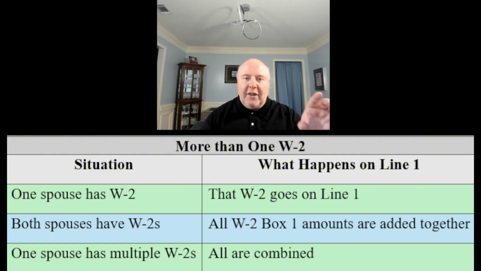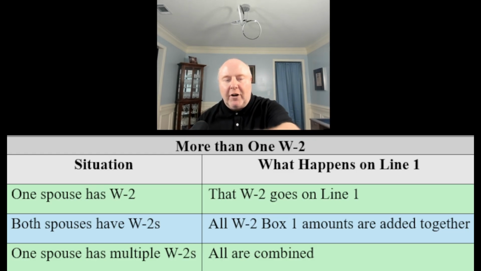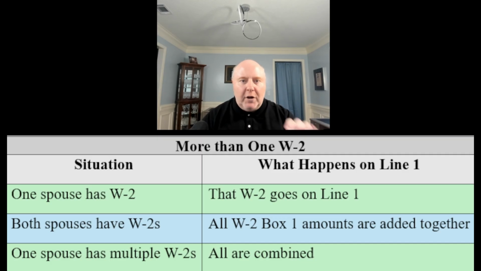They're all added together, so all box 1 amounts on your W-2s are going to be added together and it's all going to appear on line 1 of the 1040. You're not filing multiple returns or 1040s or anything like that. It's just added together and that's where it's going to appear. And the same thing occurs if we have one spouse that has multiple W-2s. In that situation, we're also going to just add up the amounts and they're all going to appear on our 1040.